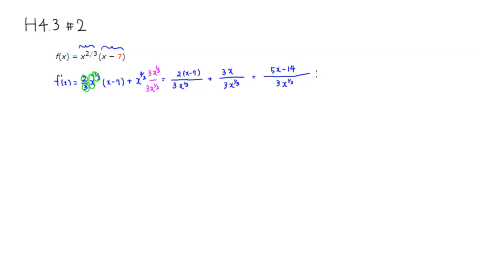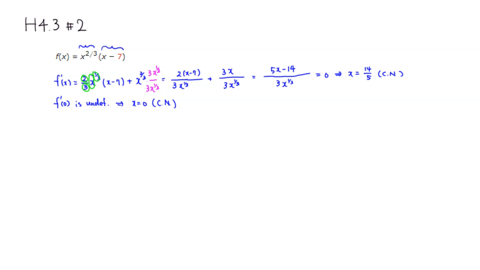If you set that equal to 0, we can just set the numerator equal to 0. So x is going to be equal to 14/5. This is one of the critical numbers. Also, when x equals 0, the denominator becomes 0. Since f prime of 0 is undefined, x equals 0 is also a critical number. This is the critical number of the second kind.